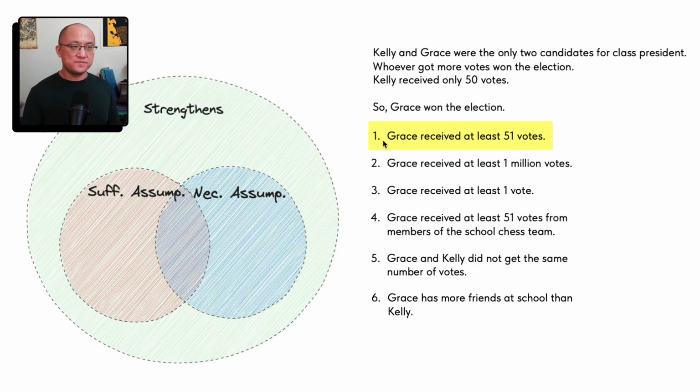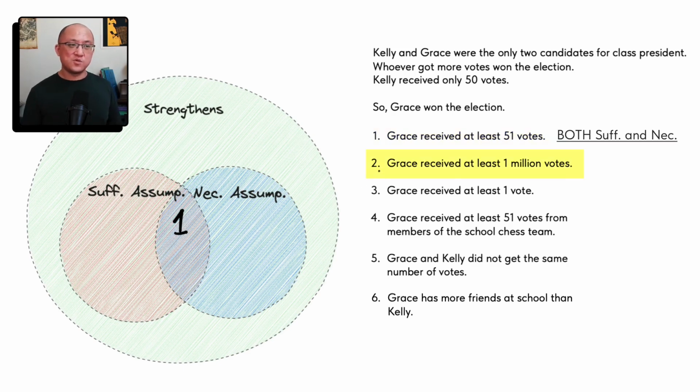Is it necessary though? Well, let's see. Here's how I'm going to evaluate that. I'm going to negate number 1 here, and if it hurts the argument when you negate it, that proves it's necessary. So what if Grace received less than 51 votes? What if she got 50 or less? Well, that would mean she either tied Kelly or got less, so how would you be able to say that she won if she either tied Kelly or got less? So negating number 1 does hurt the argument. That's why it's also a necessary assumption. So number 1 here is going to go into the middle category. It is both sufficient and necessary.